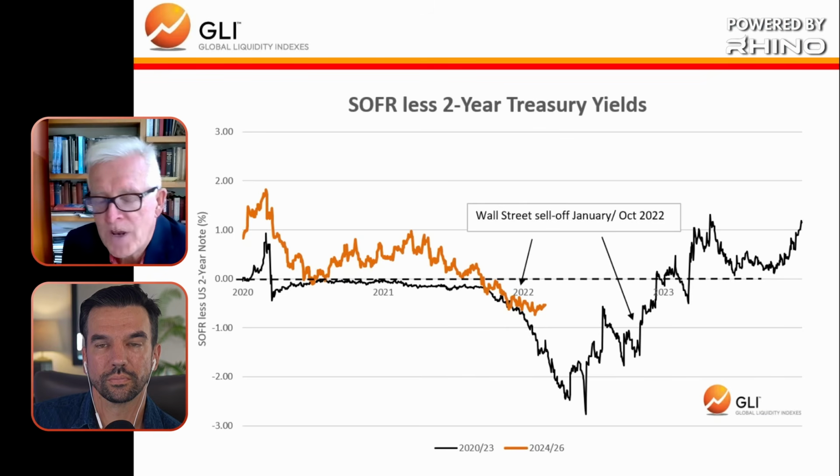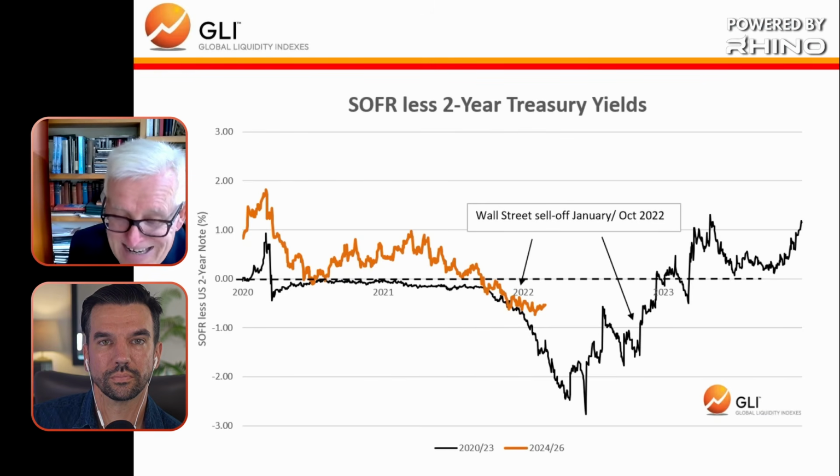Now, through that period, Wall Street sold off, crypto sold off dramatically by 75%. I think Bitcoin was down. Wall Street was off 25%. Now, what I've put on the chart for reference, therefore, is that's the benchmark. That's the last tightening cycle. And the orange line is where we are now.